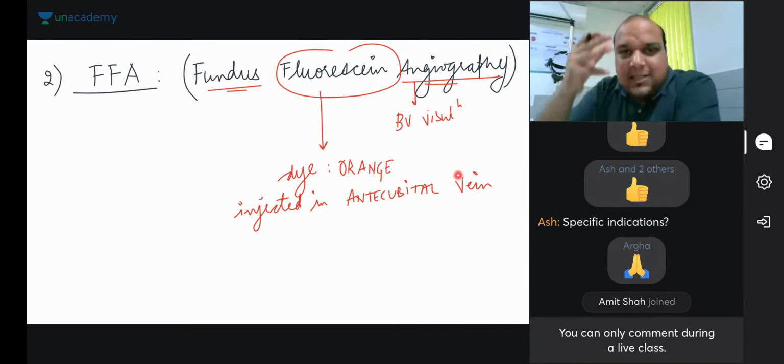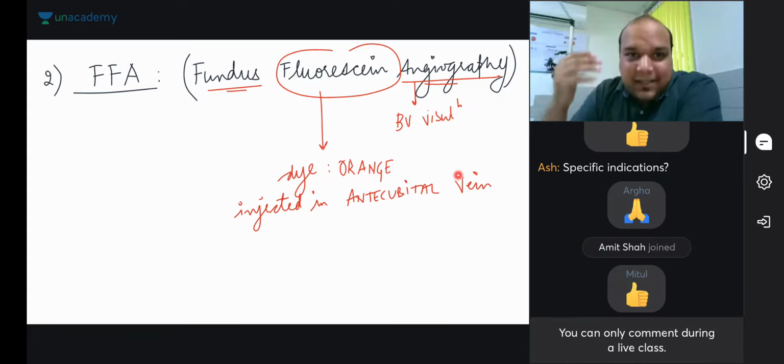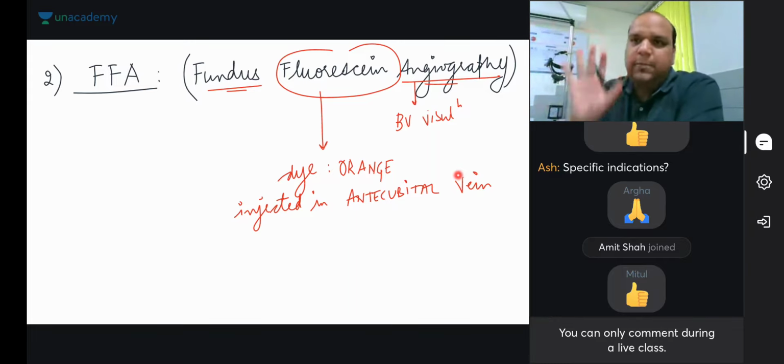Now, what will shine? Where is the dye going? The dye is going in the blood vessel. So the dye is staining the blood and the blood vessel. So all the blood and the blood vessels will be fluorescing, or shining. Am I clear?